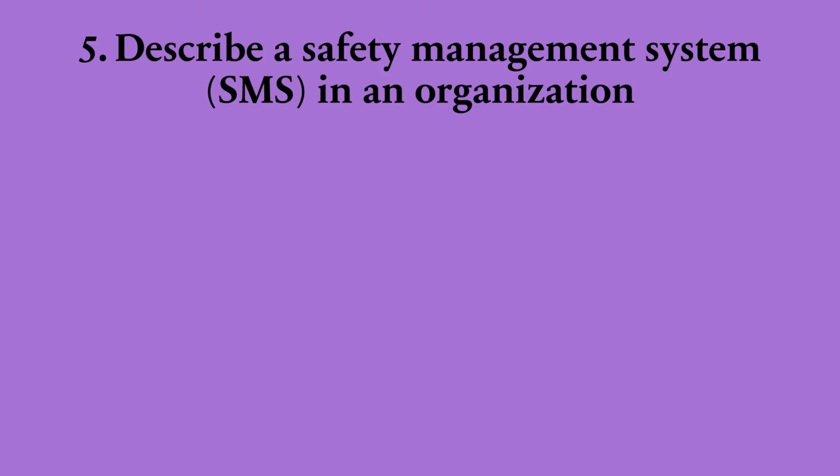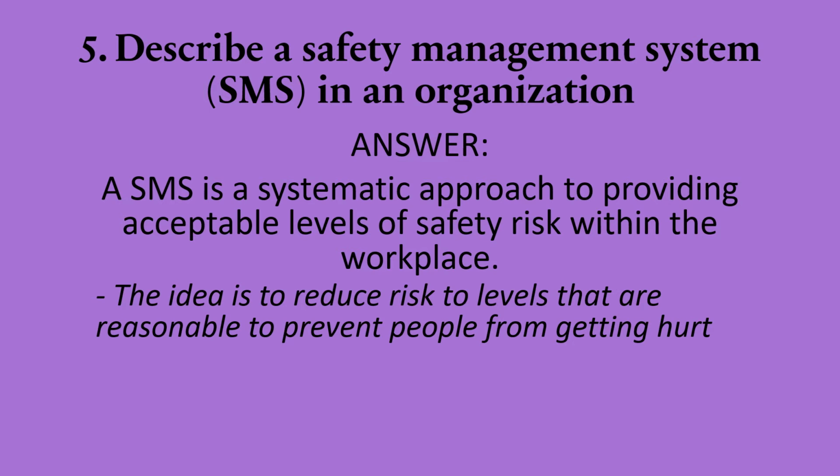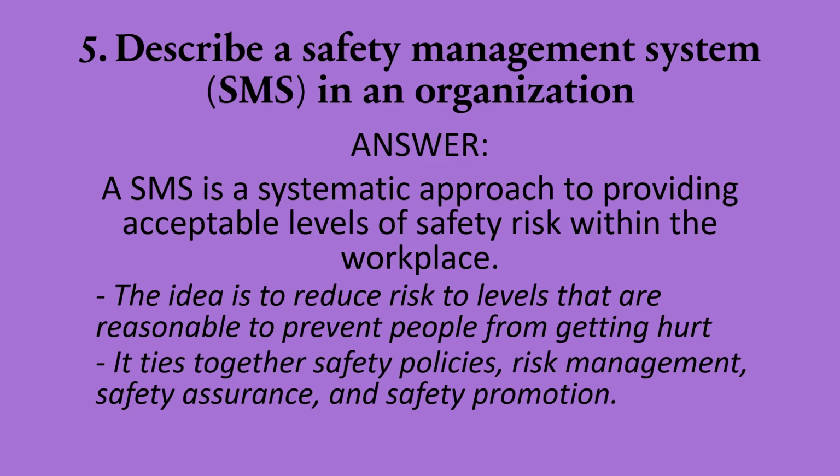Question number 5. Describe a safety management system, or SMS, in an organization. The answer is, a safety management system is a systematic approach to providing acceptable levels of safety risk within the workplace. The idea is to reduce risk to levels that are reasonable to prevent people from getting hurt. It ties together safety policies, risk management, safety assurance, and safety promotion.